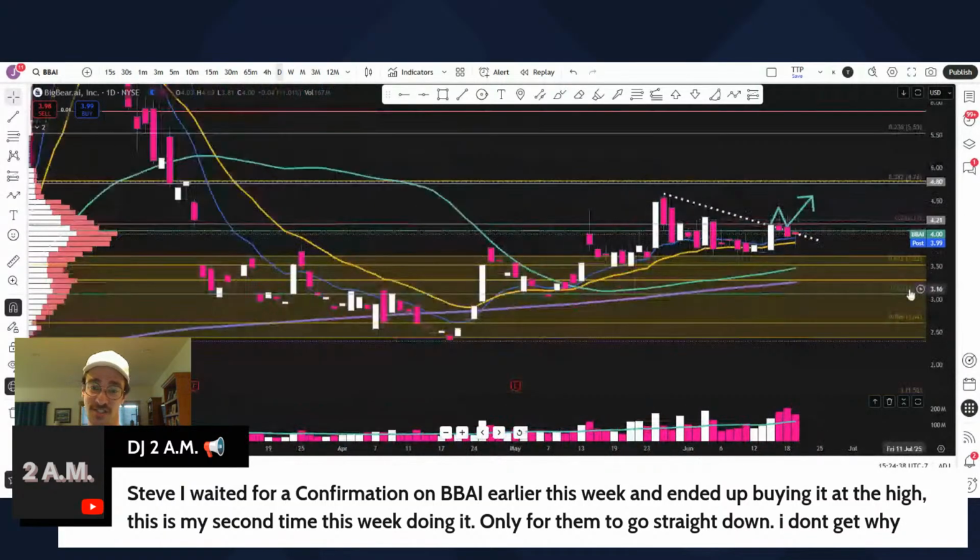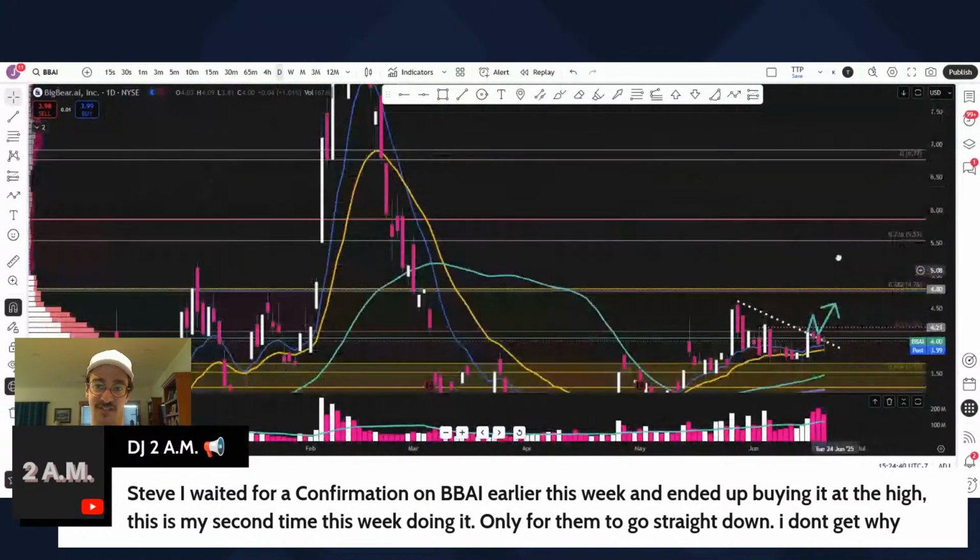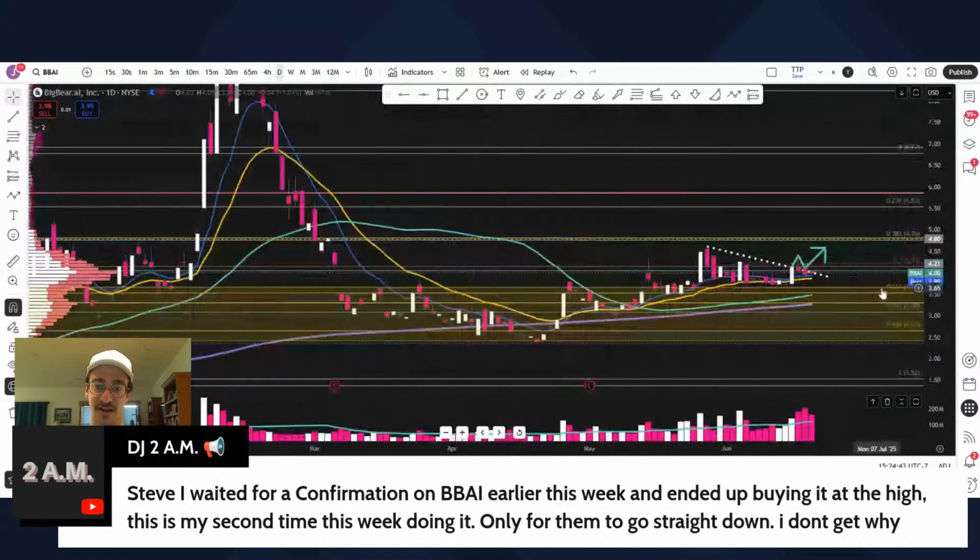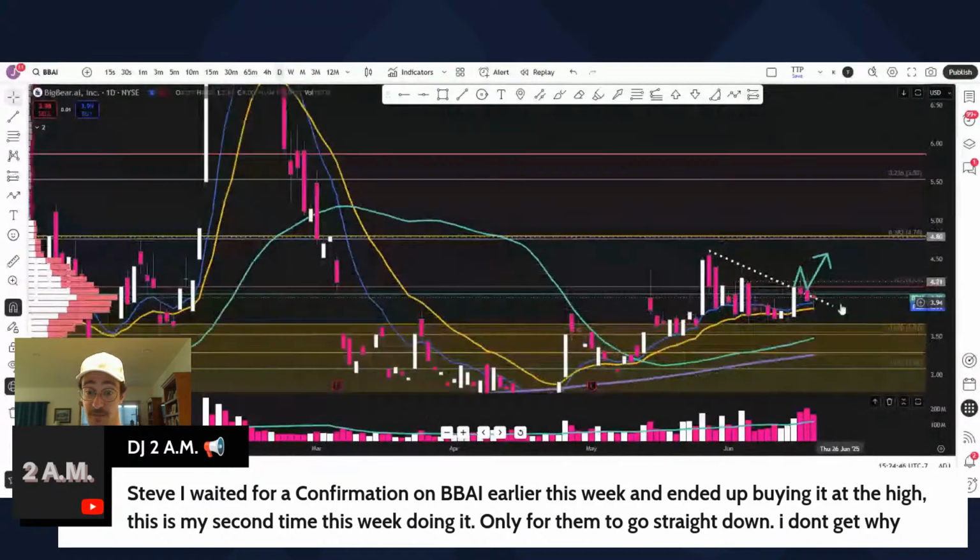Once it does, you will get an explosive move. I see a lot of incentive to rip this thing significantly higher. So I do like the name. I do like the setup. Maybe you could consider averaging in a little.